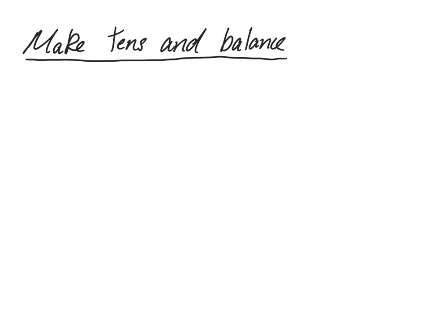Okay, today we're looking at a strategy for subtraction called make tens and balance. Now, you won't use this strategy on every single subtraction you do, but it's really handy in some circumstances. In some cases you'll have a problem like this: 48 take away 22.